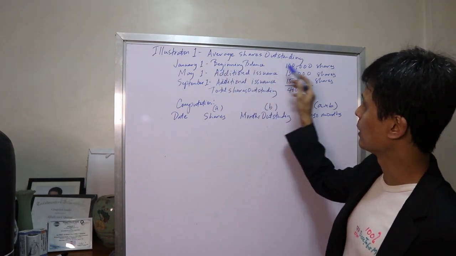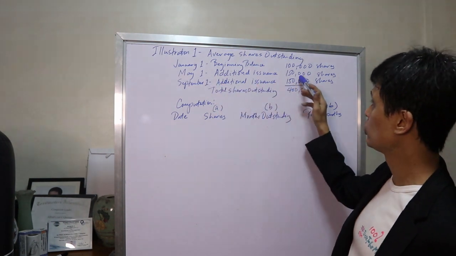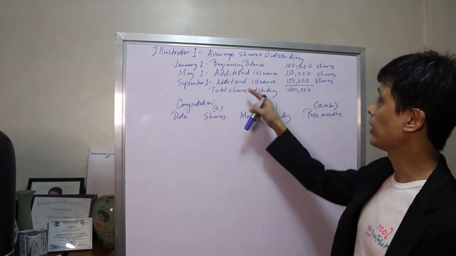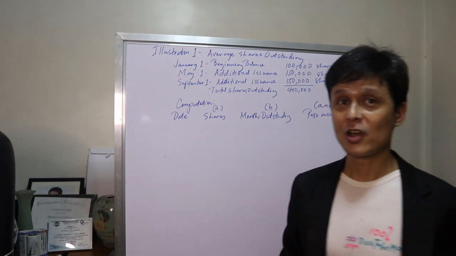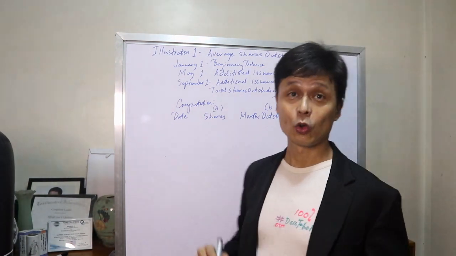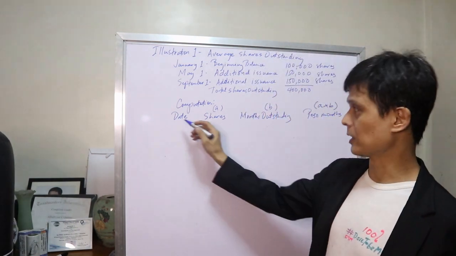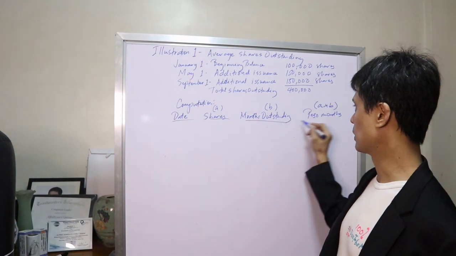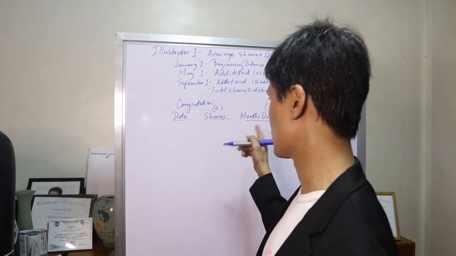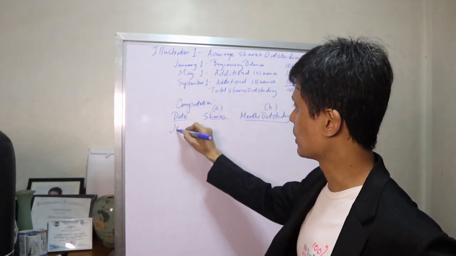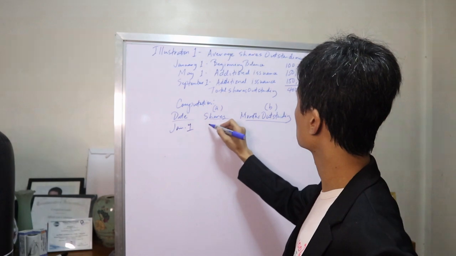So January 1, beginning balance, merong 100,000 raw. And then nung May 2, may additional issuance of 150,000. And then nung September 1, there's also an additional shares of 150,000. Ayan. So kukunin natin ngayon dito sa computation. So simple lang yan, no? Kunin lang natin yan. Okay, so date, shares, and yung months outstanding. So January 1, nag-umpisa siya ng January 1, so the shares there is 100,000.